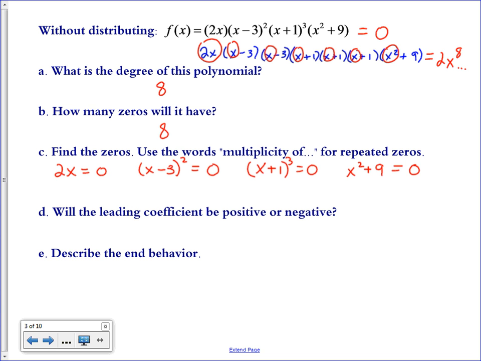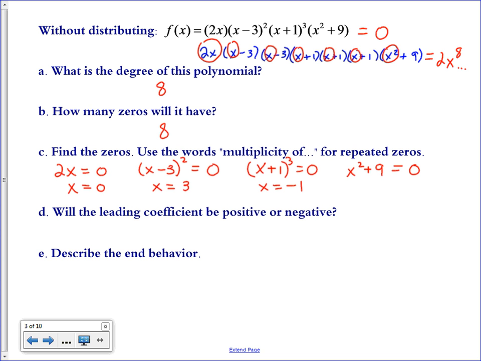Because what we know is that when we multiply many factors together and it equals 0, at least one of the factors has to equal 0. So you can easily solve each of these without much work, right? Here, x is going to equal 0. Here, x is going to equal 3. Here, x is going to equal -1.